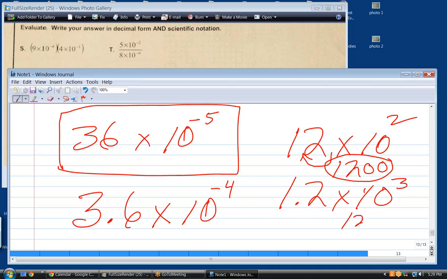This number is also 1,200, and that's a vital thing with scientific notation. It's the same number, it's just a more concise way of expressing it. So, when you move your decimal point to the left, you add to the exponent. Well, to get this 36 times 10 to the minus 5th down to 3.6, I had to move my decimal point one place to the left, right? So I added 1 to the exponent, making it -4. Okay.